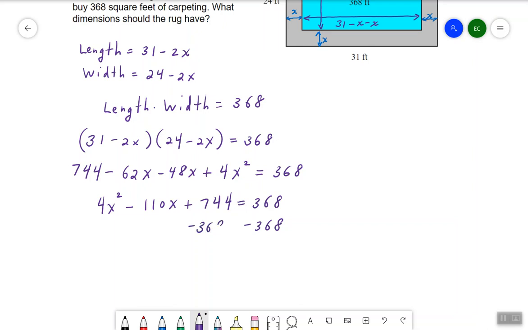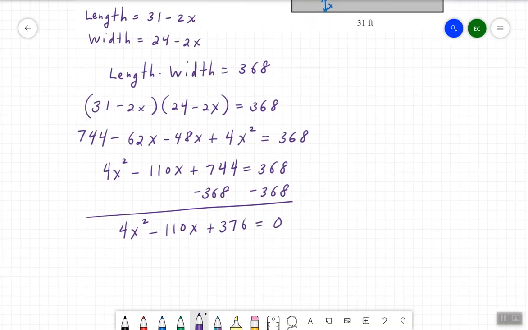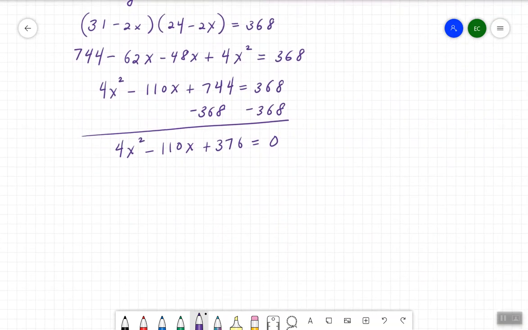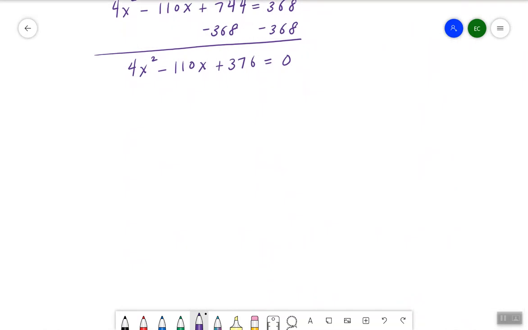And then let's subtract 368 on both sides. And we've got 4x squared minus 110x plus 376 is equal to 0. And so now the quadratic equation is in standard form, and we just need to choose a method and solve.